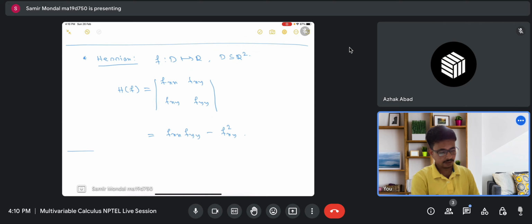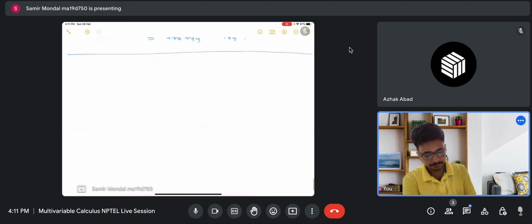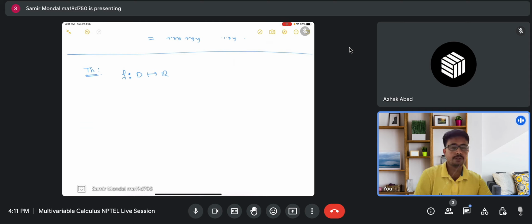Yes, sir. Now we'll go for the main theorem. Your main theorem is saying that this is your function. But we will not talk about all arbitrary two variable functions. We will restrict it a little bit. We will talk about those functions that have continuous first and second order partial derivatives. This is our extra assumption for this theorem.